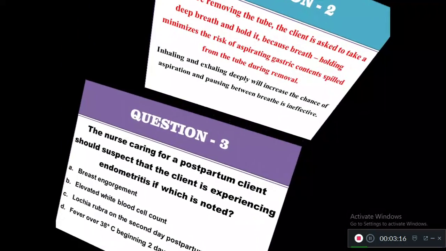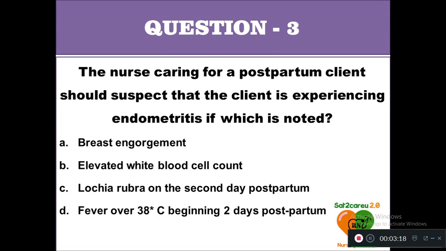Question number 3. The nurse caring for a postpartum client should suspect that the client is experiencing endometritis if which is noted. Option A. Breast engorgement. B. Elevated white blood cell count. C. Lochia rubra on the second day postpartum. D. Fever over 38 degrees Celsius beginning 2 days postpartum.